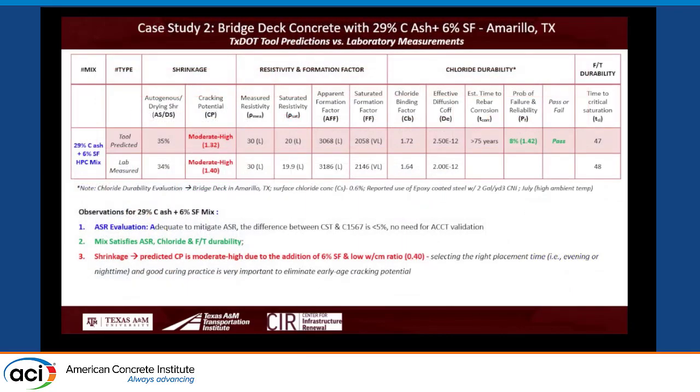Now the second example, this is Amarillo. They used a 20% Class C and 6% silica fume mix. They asked, is this mix good? Is it high performance? So we applied our tool. The tool predicted cracking potential moderate to high, 1.32. We actually measured 1.4. This is relatively on the higher side. 1.5 is the limit, so it is gradually approaching high. The cracking potential of this mix is high because of high autogenous shrinkage.